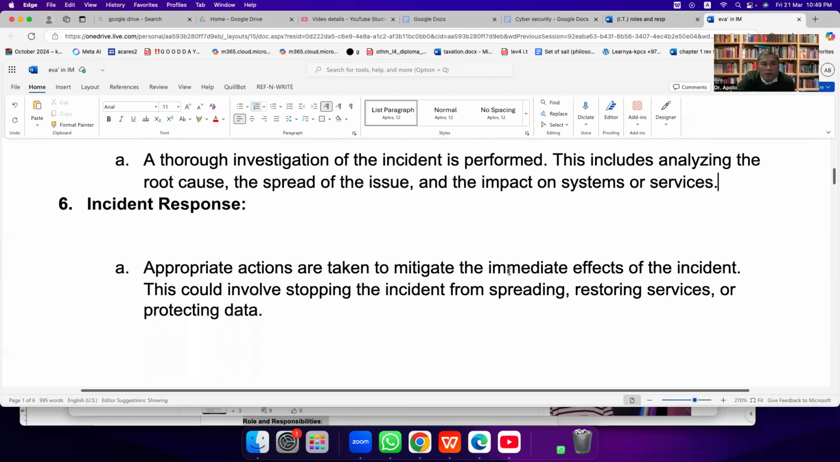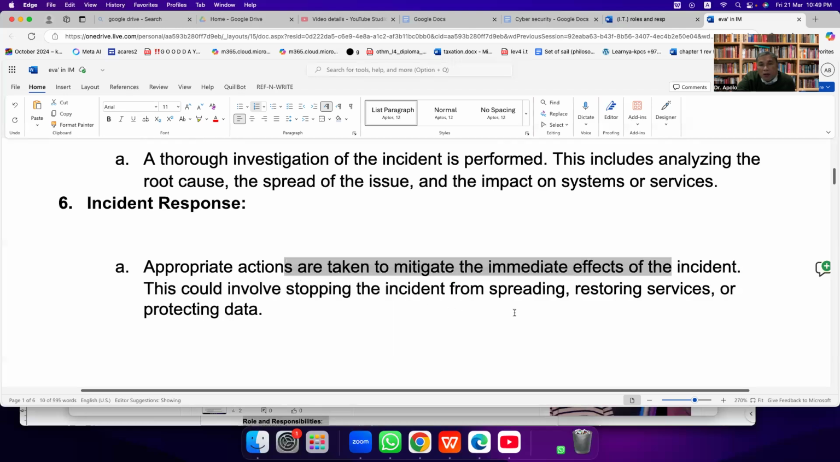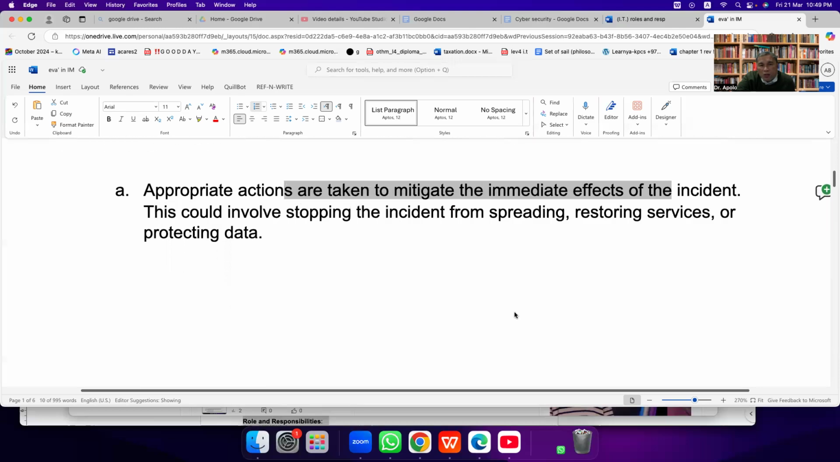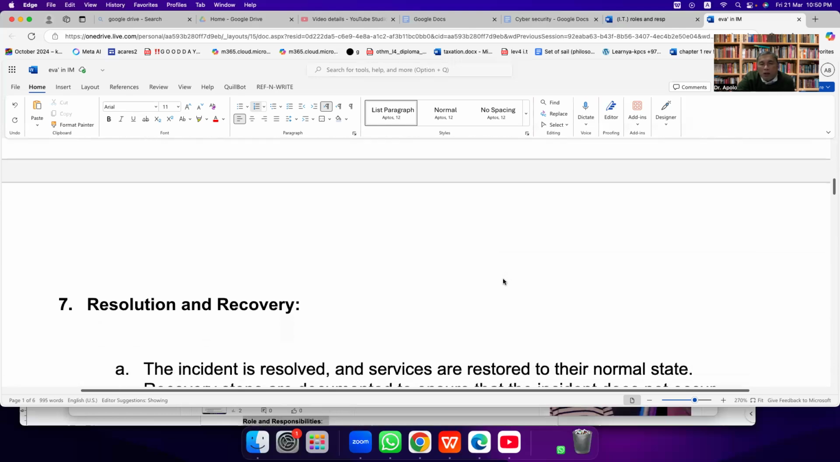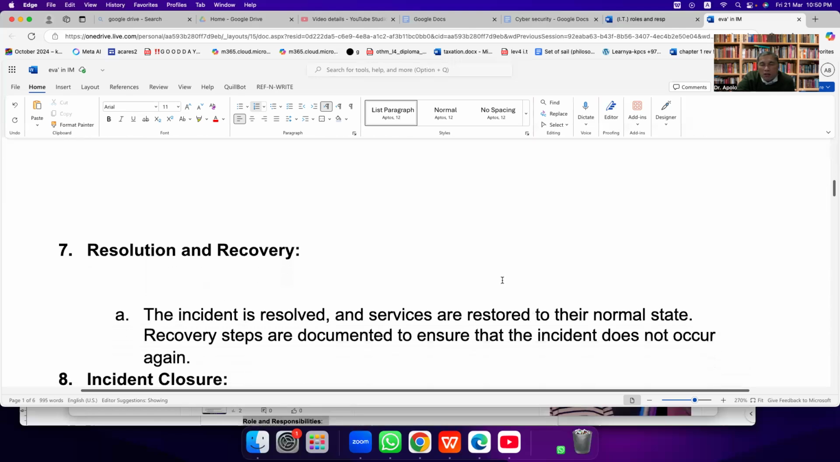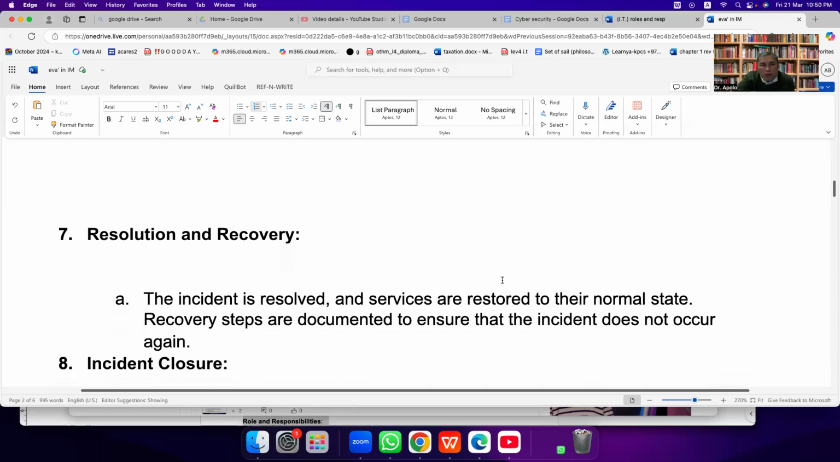Then we have incident response. Appropriate actions are taken to mitigate the immediate effects of the incident. So damage control. The problem is already there, but how can they control the damage? This can involve stopping the incident from spreading, restoring services, or protecting data. So the company has a system in place, like a backup, installation, things like changing of the password.